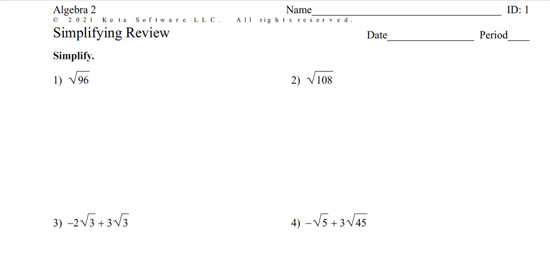All right, so a quick little simplifying review to get us ready for the quiz tomorrow. Let's get right after it. So number one, we need to simplify the square root of 96.